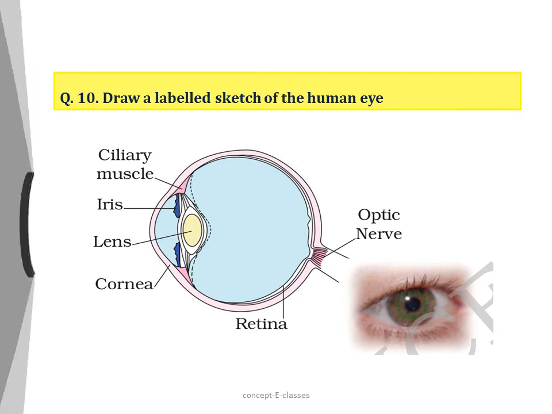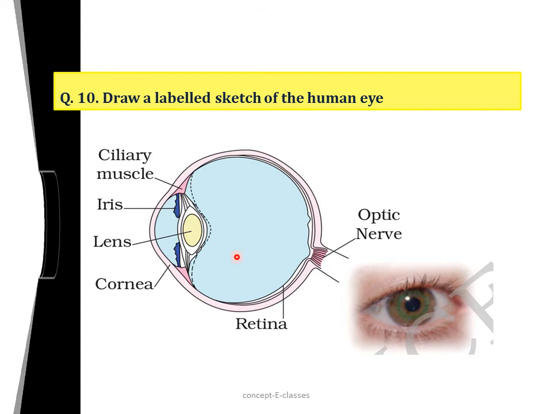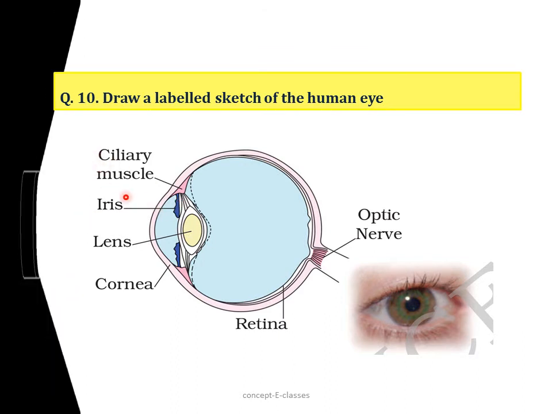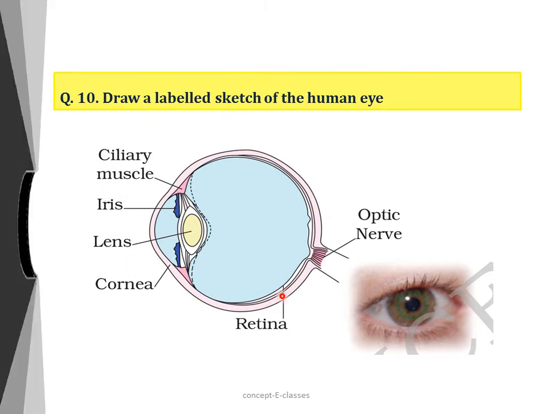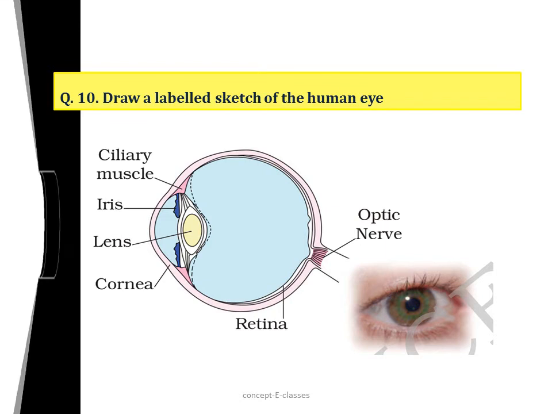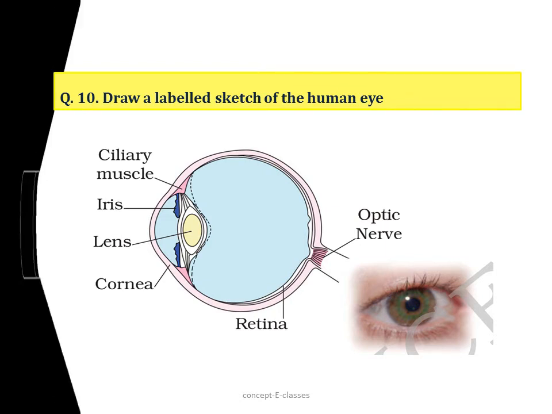Question number 10. Draw a labeled sketch of a human eye. So we have to draw a human eye and you have to label all the parts: ciliary muscles, the iris, the lens, the cornea, retina, optic nerve. We have explained this in the first video of this chapter. If you have any doubts, refer to the following slides.